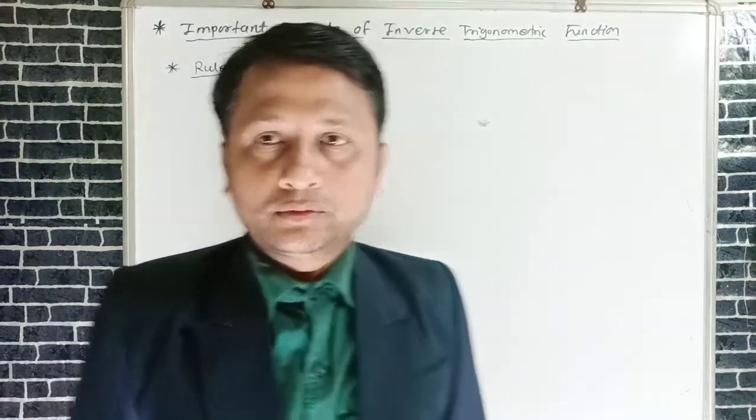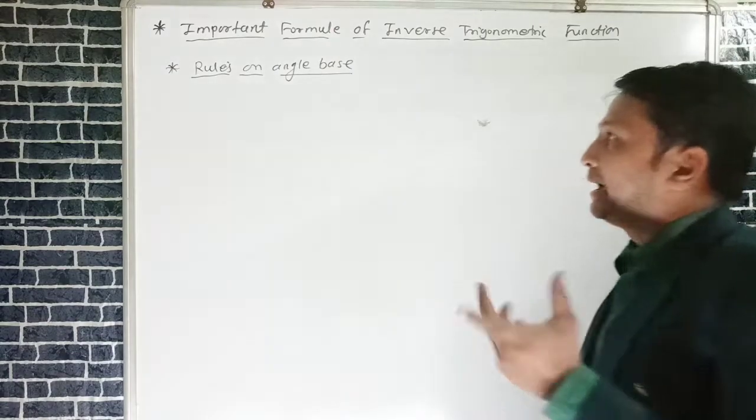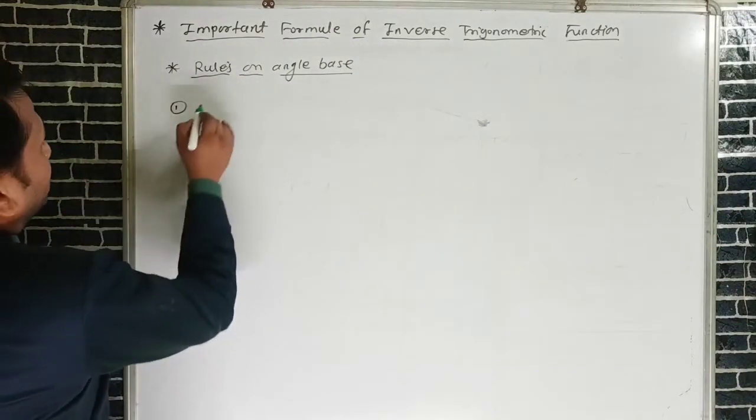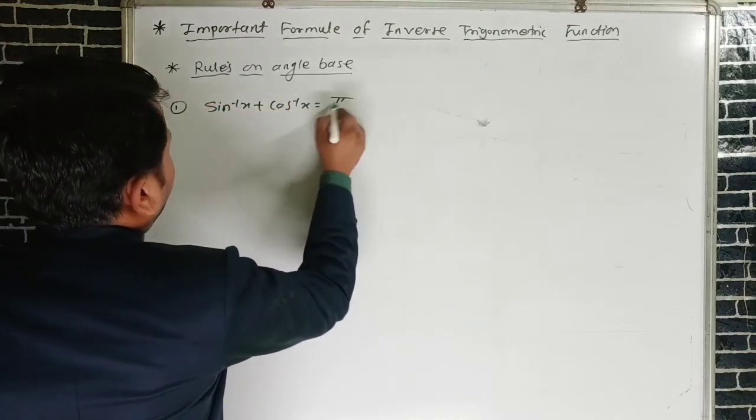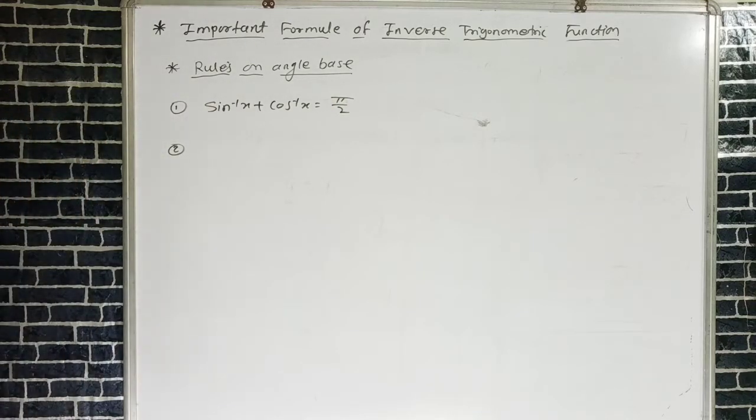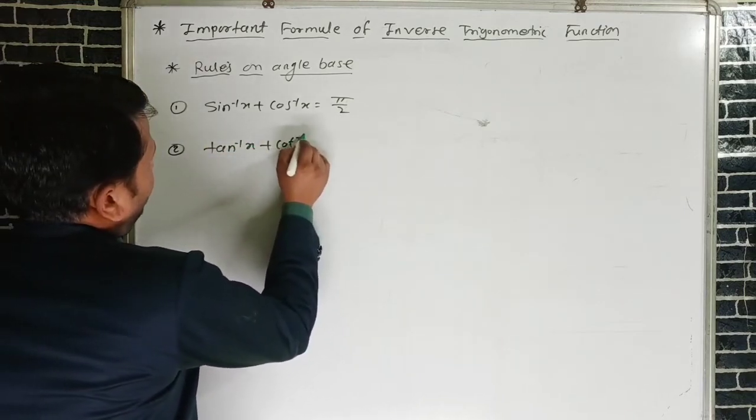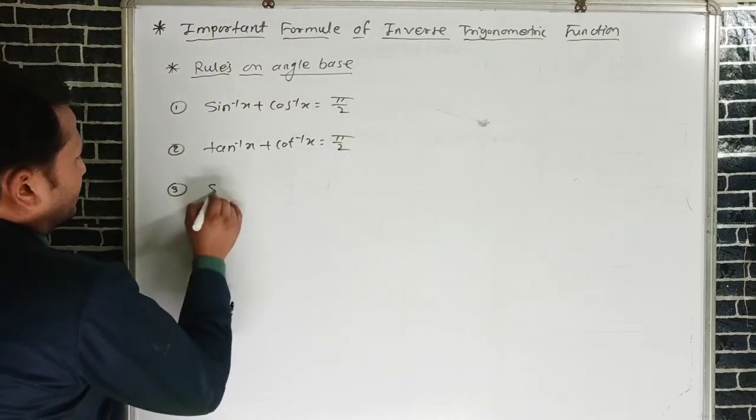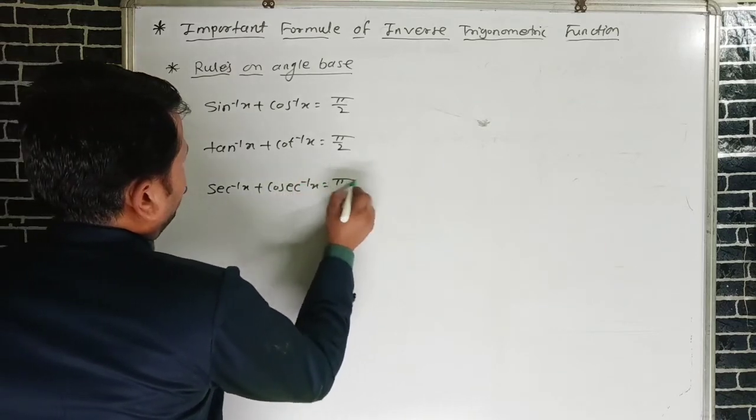Now we have to show some important rules which are based on angle. The first rule we can apply in derivatives: sin inverse x plus cos inverse x is equal to pi by 2. Second one, tan inverse x plus cot inverse x is equal to again pi by 2. And third one, sec inverse x plus cosec inverse x is equal to again pi by 2.